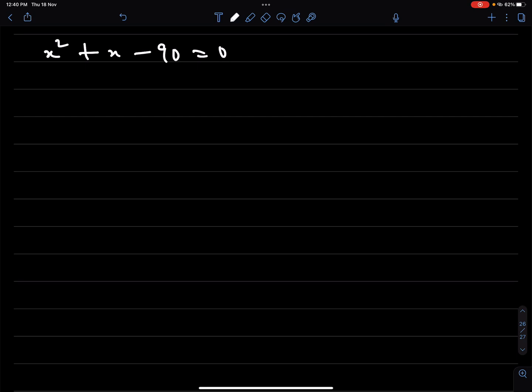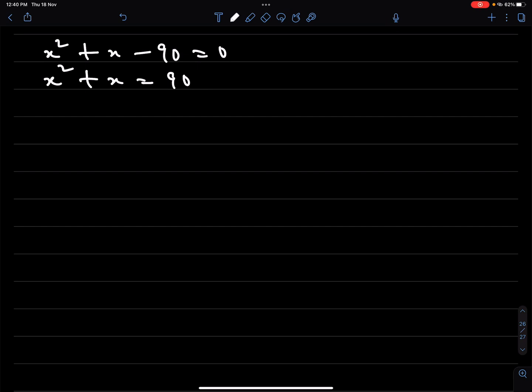The first thing we do is to check to make sure that the coefficient of x squared is 1, and it's already 1 here, so we can go straight to it. I'm going to move the constant, which is minus 90, to the right hand side. That means x squared plus x equals 90.